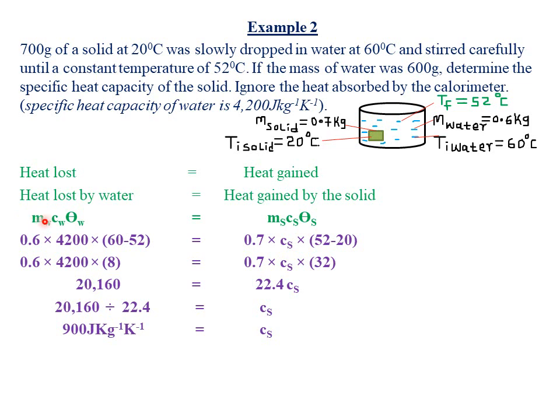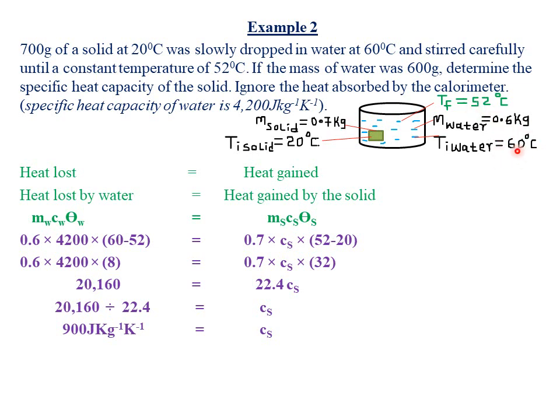So the mass of the water we are given as 0.6 kg. So 0.6 multiplied by specific heat capacity of water, which we are given as simply 4200 joules per kilogram per Kelvin, multiplied by the change in temperature for water. We'll simply subtract the final temperature, 52 degrees Celsius, from the initial temperature for the water, which was 60 degrees Celsius. For the change in temperature, we are not concerned with the negative sign, so we simply take 60 minus 52 such that we get a positive value.